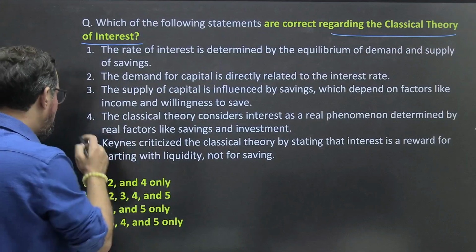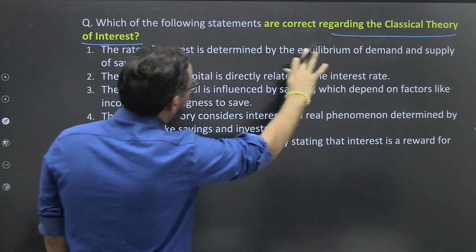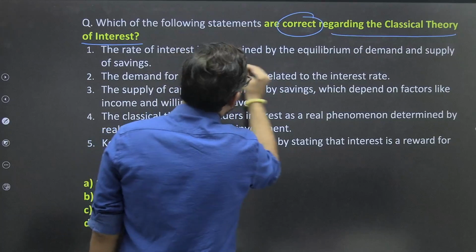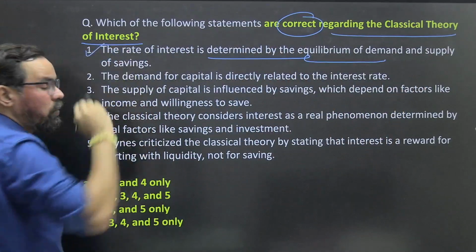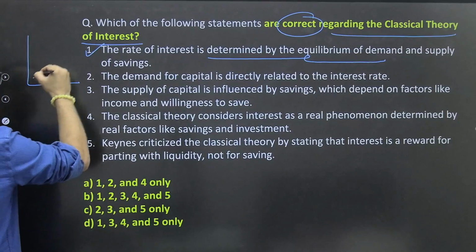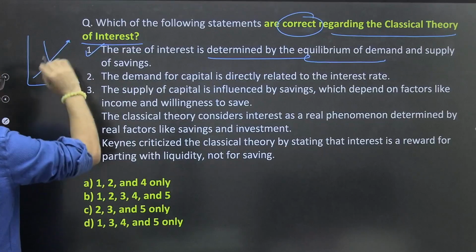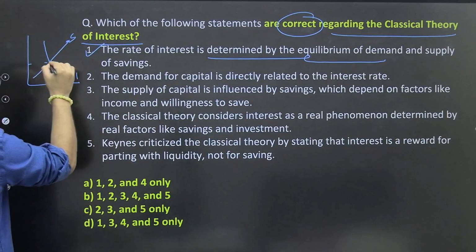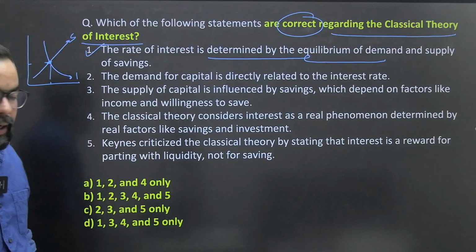So statement 1, the first statement, we have to find out the correct statement. The rate of interest is determined by the equilibrium of demand and supply. This is 100% true. Let's say this is your savings and this is your investment. The equilibrium will decide your interest rate for that particular security.